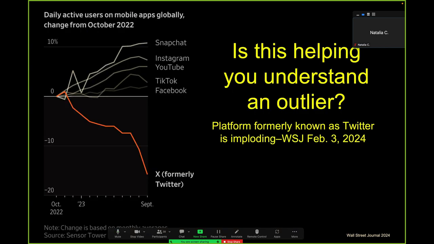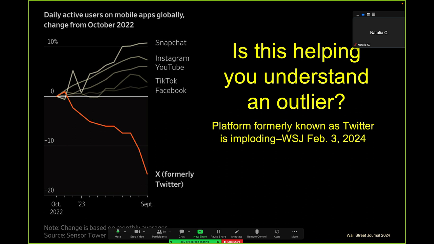How about this one? This one is from just a couple days ago. So the argument here is that the platform formerly known as Twitter is chundering, is losing it, is imploding. And this, again, is all relative to a start date. So everything's made relative to the start time, which is 0% change.